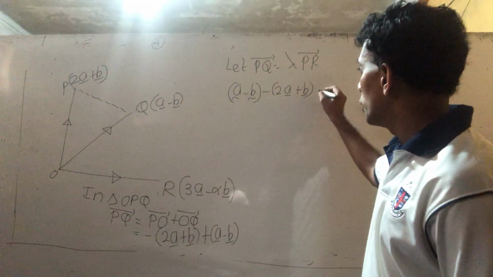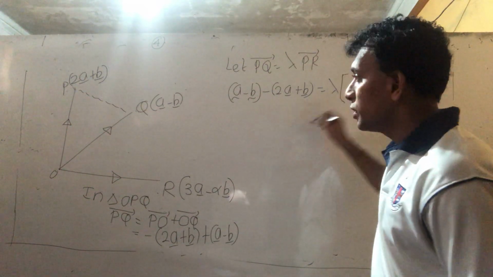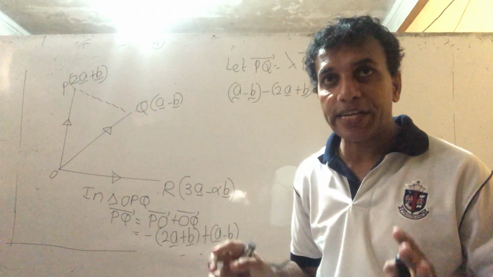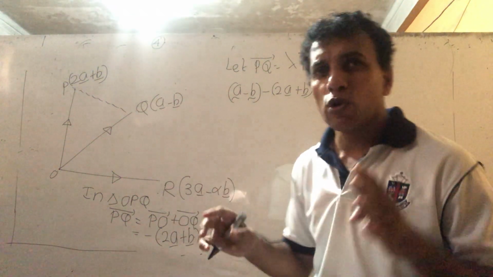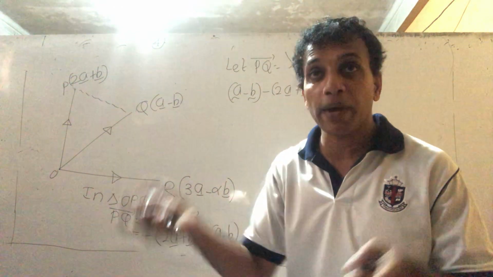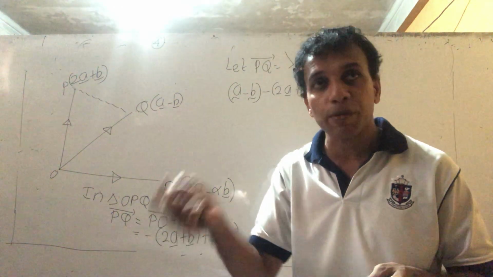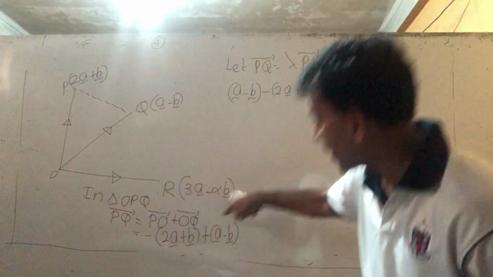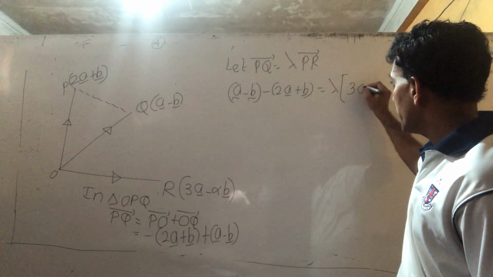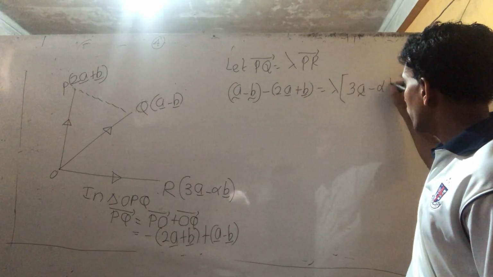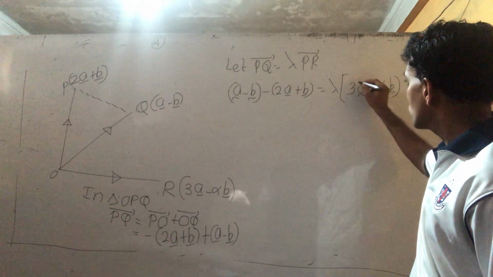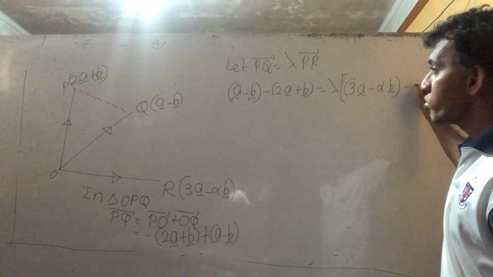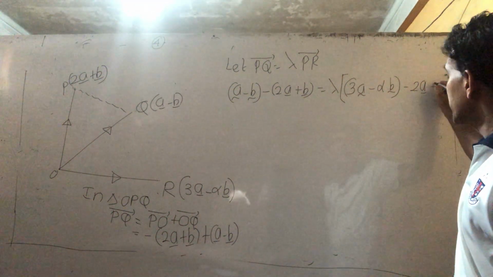Vector PQ equals lambda into PR. Same method, you can draw a big triangle OPR and find the triangle addition of vectors, otherwise we call it the short form. What does PR mean? R minus P. PR means R minus P. AB means B minus A. So what is R minus P? R vector is 3 vector A minus alpha vector B. This is R. PR means R minus P, that one, 2A plus vector B.